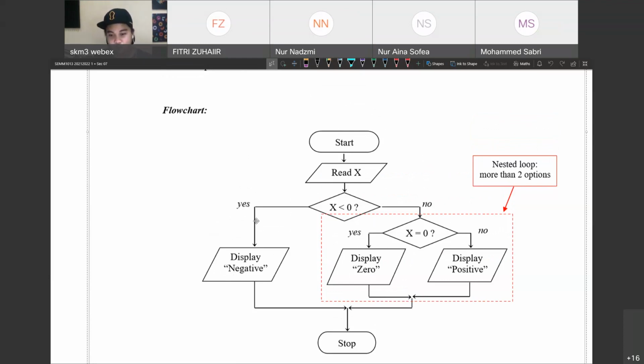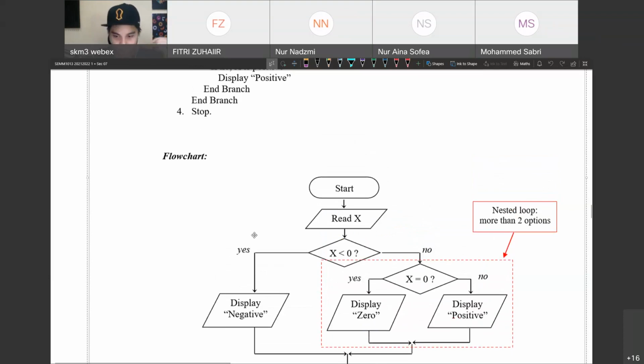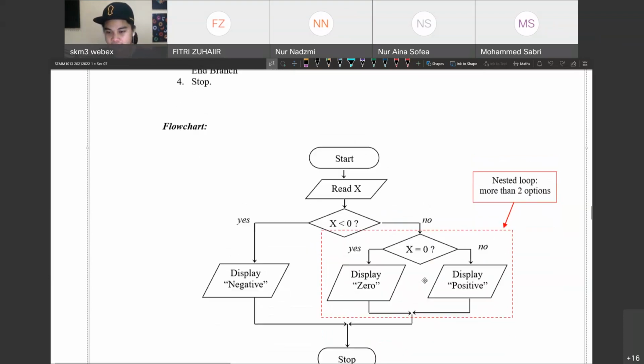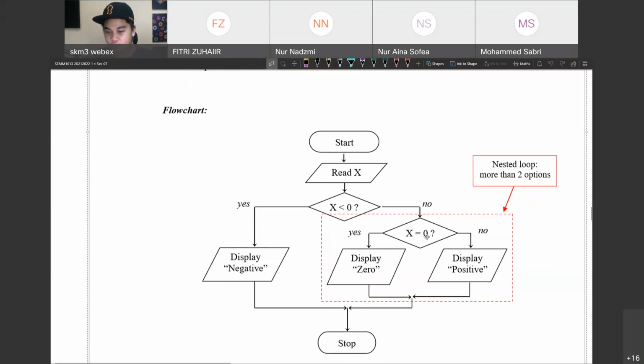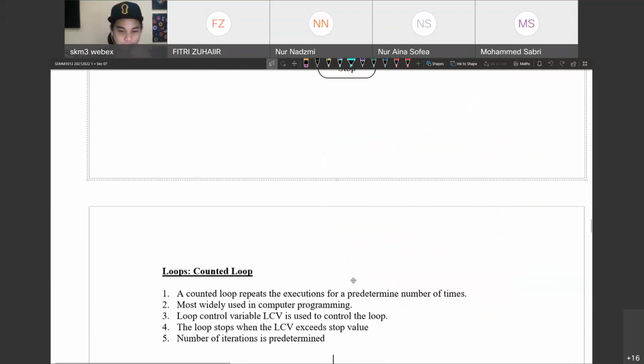So if x is not less than 0, you can see it goes to another decision. This one, the red box, refers to the nested loop. That means it is inside the loop. We are not calling it inside the loop, we call it nested loop: a loop inside a loop. All right? So it is called a nested loop. So if x is equal to 0, yes, display 0. If x is not equal to 0, display positive. And finally stop the operation.